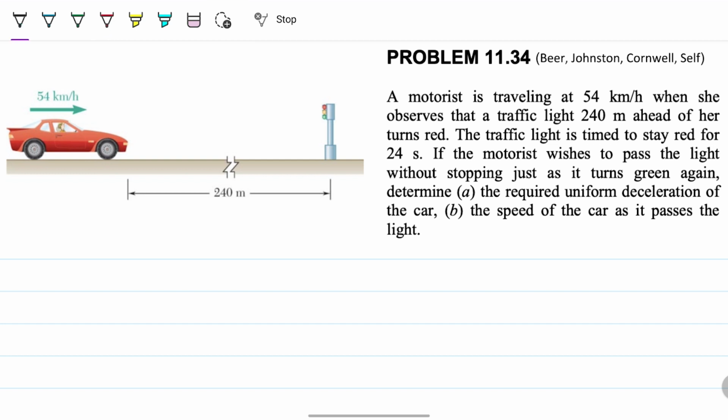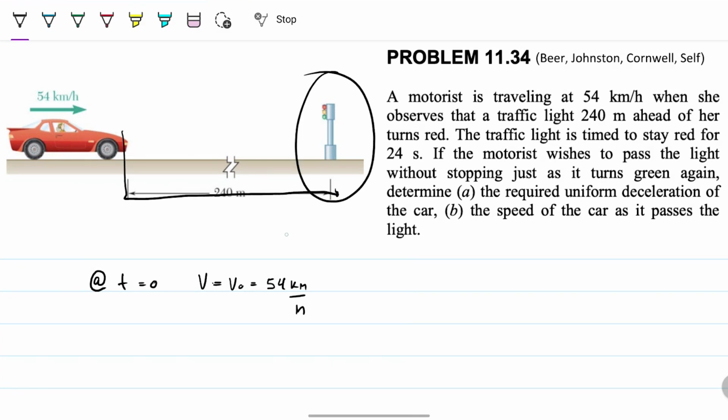Okay, so it's a simple structured problem. There is this person with a V naught of 54 kilometers per hour. So at time equals 0, V, which equals V naught, is 54 kilometers per hour. And she has a distance of 240 meters all the way until she reaches the stoplight. But the light is red and she wants to cross on green.